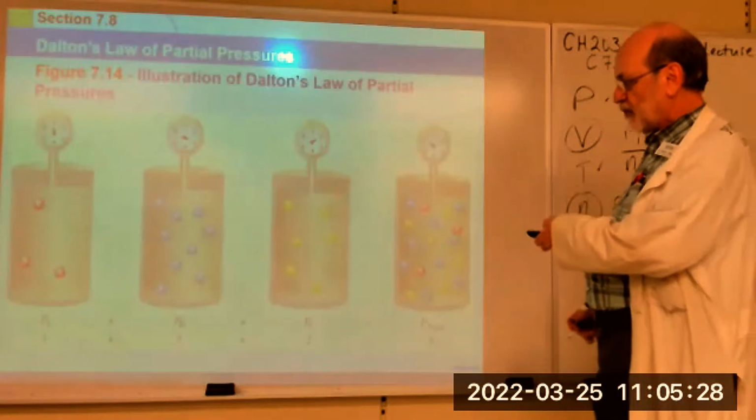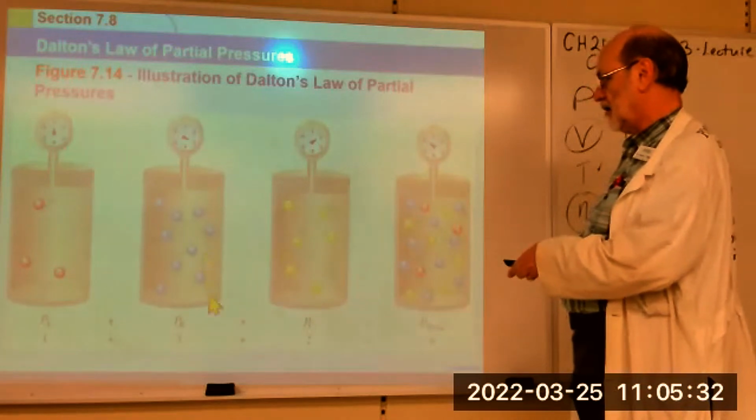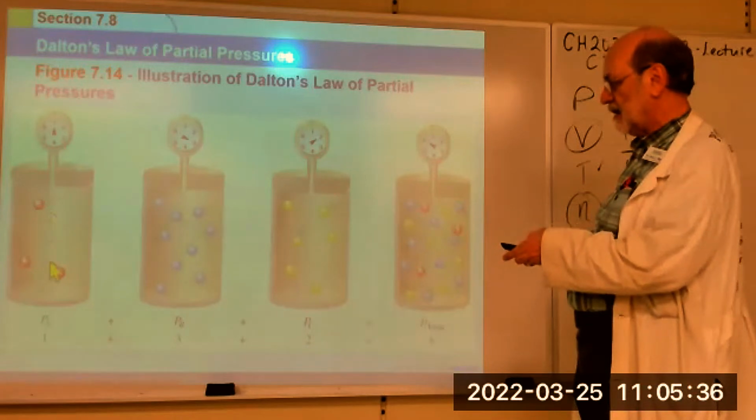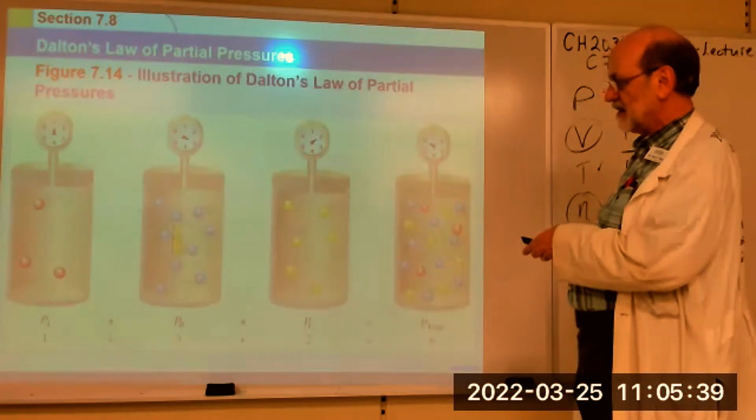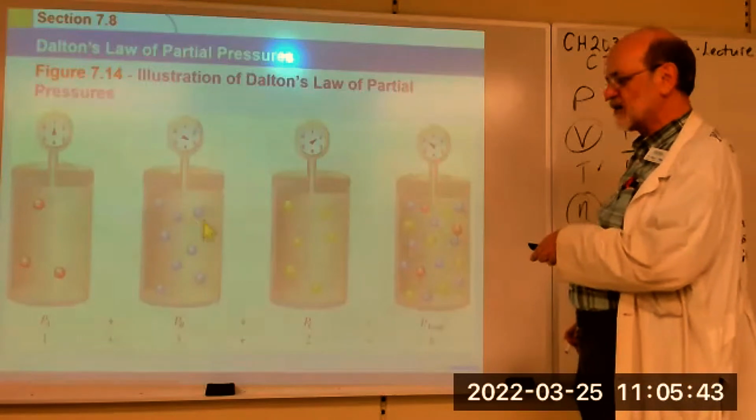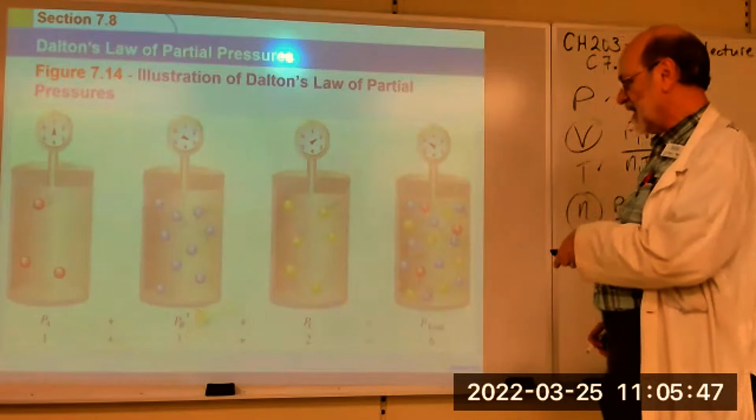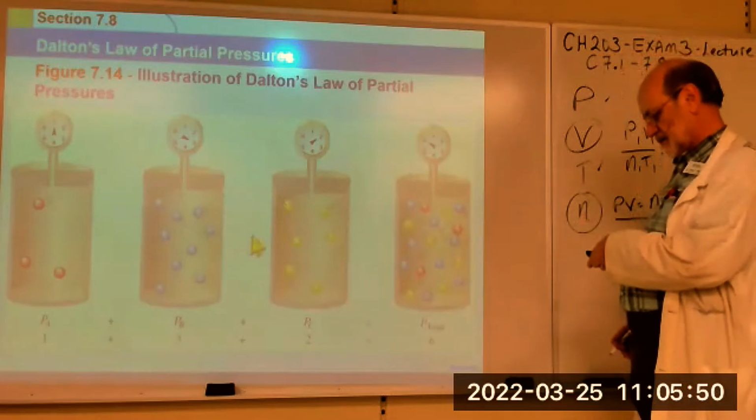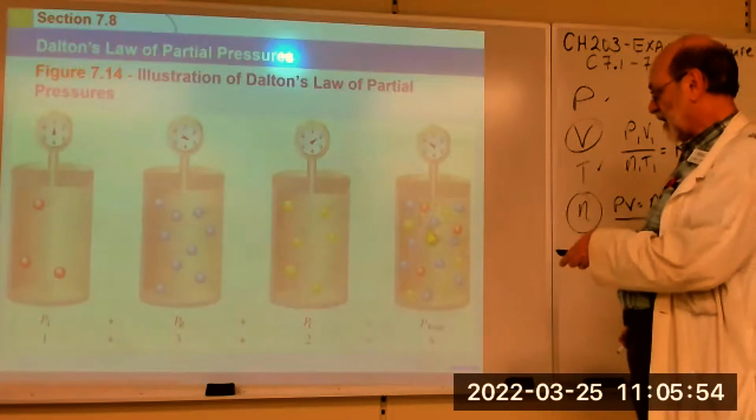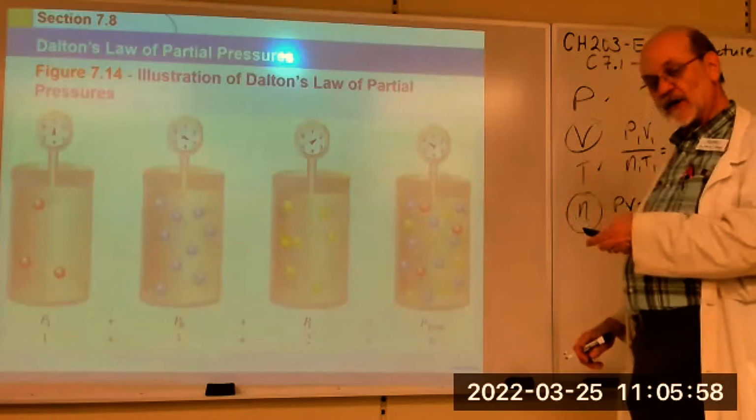So in this case, we have pressure for this gas. Let's see. Pressure for this gas is 1. Pressure for this gas is 3. Why? Well, it's got the same volume, it looks like, and it's got 3 times as many molecules, right? So its pressure is 3. And the pressure in here is 2. So when you add them together, the pressure in here should be 6. That's all Dalton is saying.